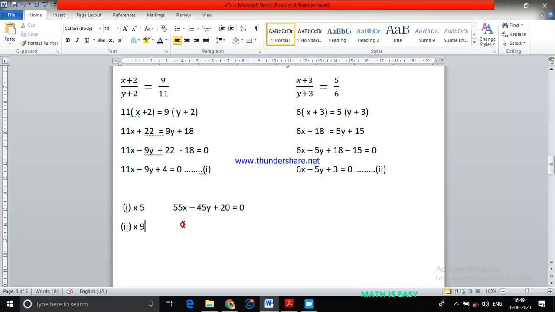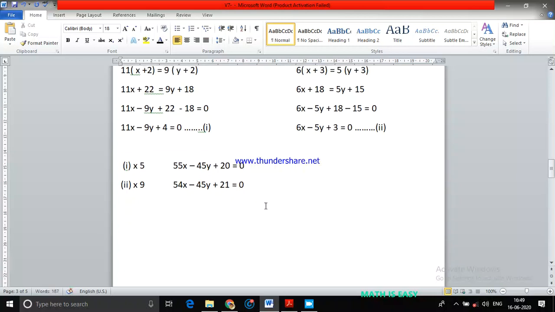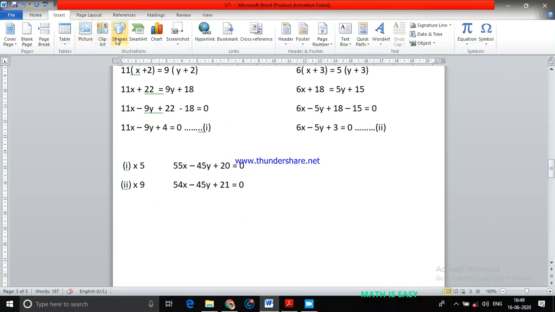See, equation 2, the entire equation is multiplied with 9. So 9 sixes are 54x minus 9 fives are 45y plus 9 threes are 27 will be equal to 0. Is that clear? Now see, the y coefficients both are becoming 45 and 45. Okay. So how do you solve it now?